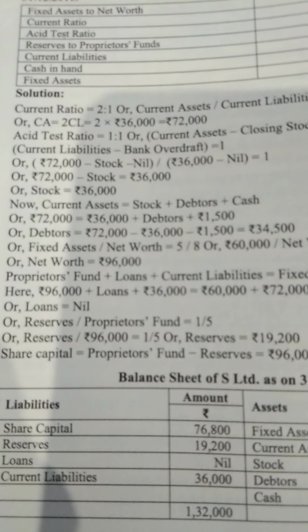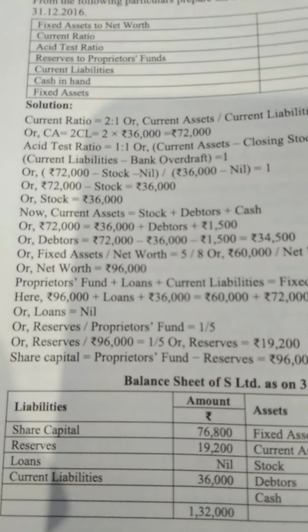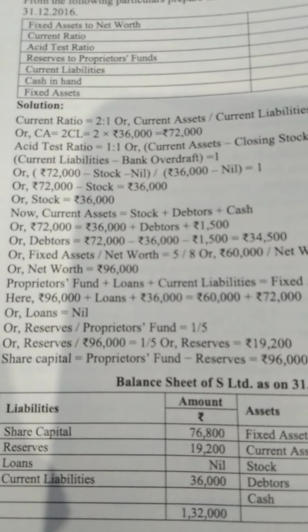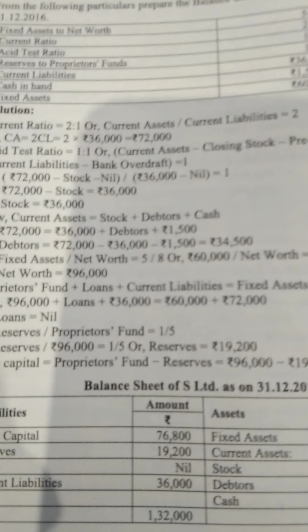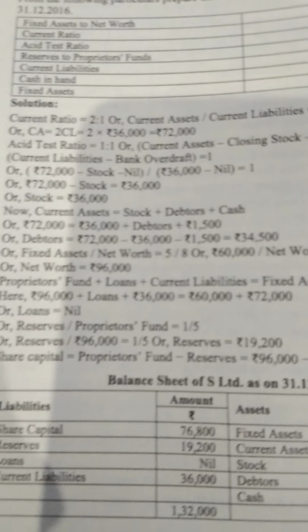Next, reserve by proprietor's fund. The ratio is also given as 1:5. The reserve we do not know, but the proprietor's fund we know. By calculating this we get reserves as 19,200.